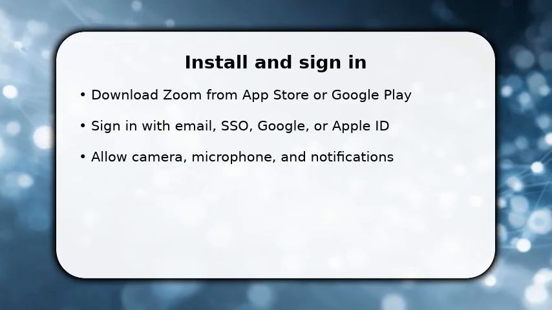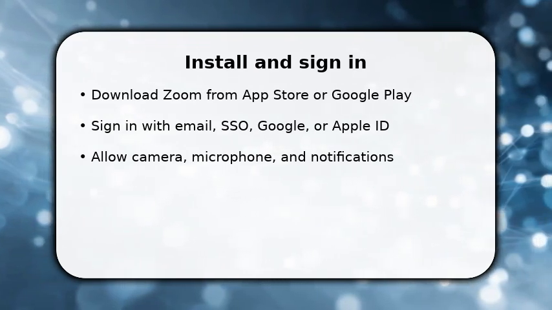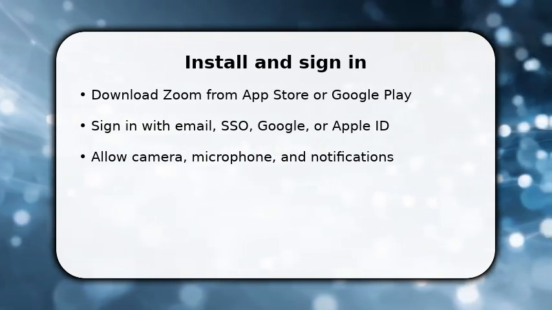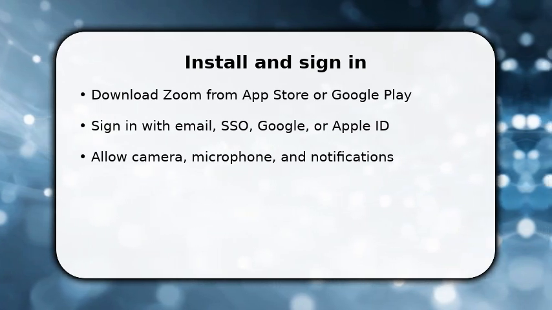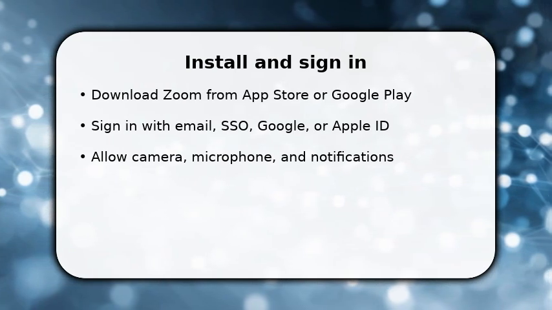Enjoy the video. You start by installing the Zoom app and signing in so meetings connect to your identity. Once installed, open Zoom and choose Email, Google, Apple, or your company SSO. This keeps calendars and settings synced.